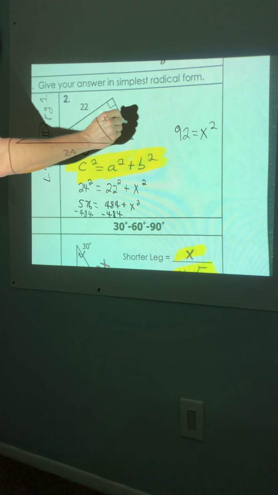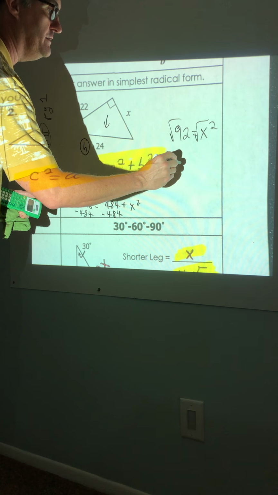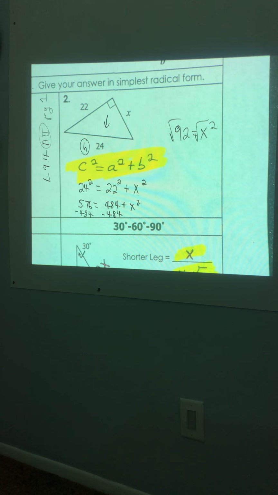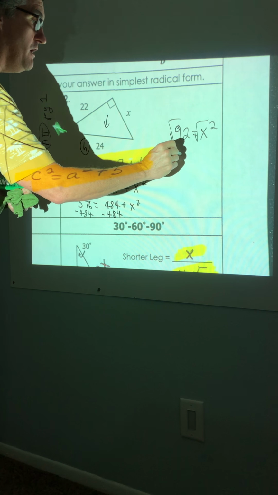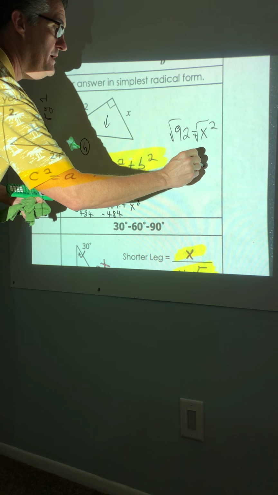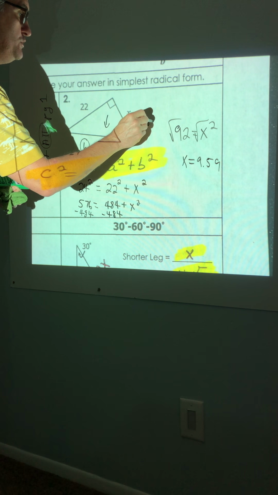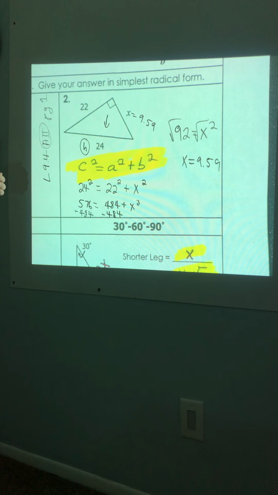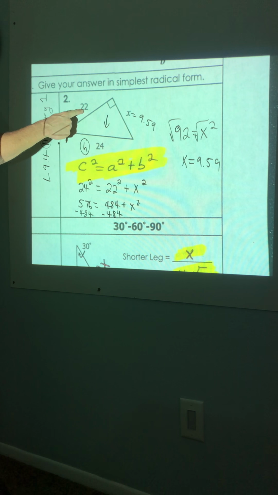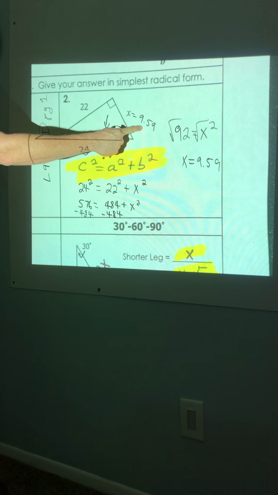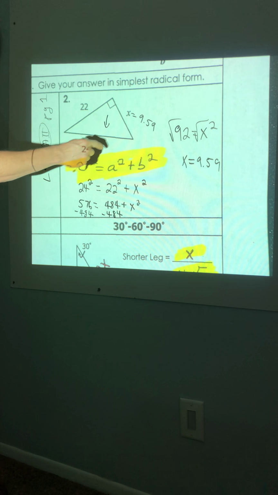To undo an x squared, you're going to square root both sides, all right? And here we go, square root of 92, and I get an answer of 9.59. Now I'm going to go ahead and write it over here because I want to show you something. Who was the king out of this story? It was the hypotenuse, okay? 24 has to be the largest, it's bigger than 22, and look, it's bigger than 9.59, okay?